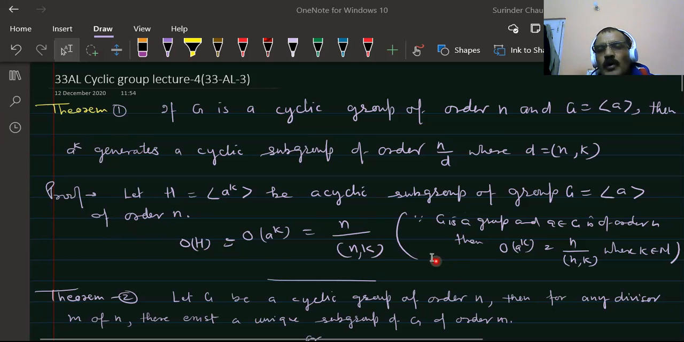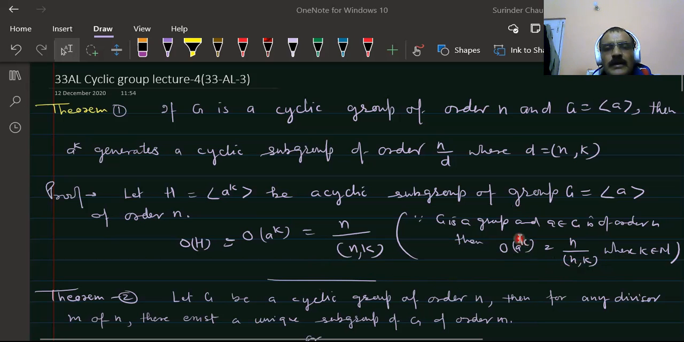Therefore, we know the theorem: because G is a group and a belongs to G is of order n, then the order of a raised to the power k, that is the order of any element of G, is equal to n upon the greatest common divisor of n and k, where k is the index of the element whose order we want.